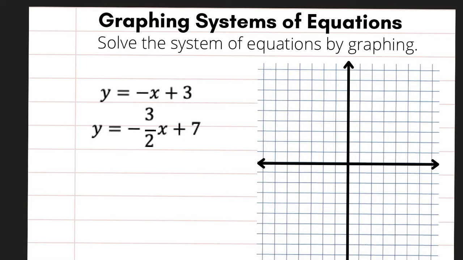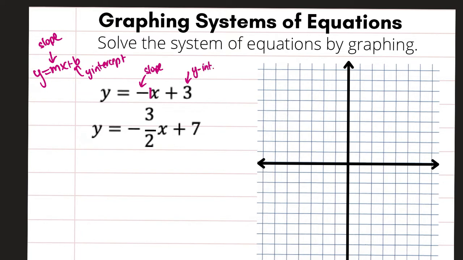In this video, we're going to look at how to solve systems of equations graphically. So in this first example, both of these equations are in slope-intercept form. And slope-intercept form is y equals mx plus b. M represents the slope, and b represents the y-intercept. And so if I'm looking at that first equation, y equals negative x plus 3, there's an imaginary 1 in front of that x. So negative 1 is the slope, and positive 3 is the y-intercept.